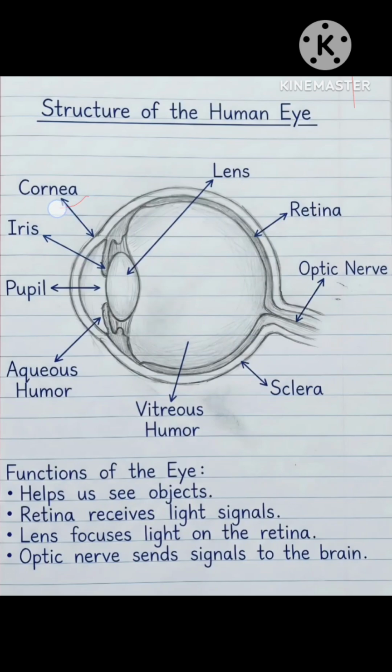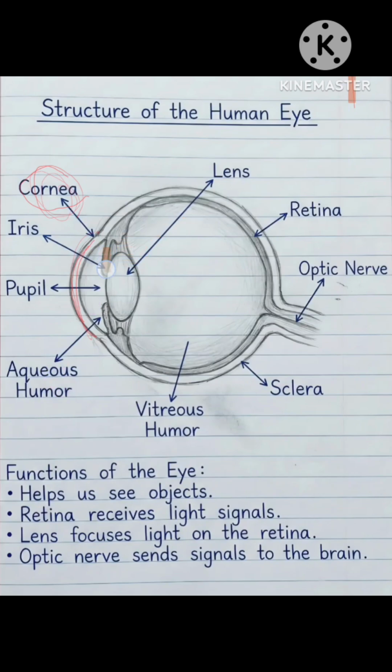First is the cornea. It is a transparent dome-shaped outer covering of the eye. It protects the eye and performs most of the refraction of incoming light. Next comes the aqueous humor. It is a clear watery fluid present between the cornea and the lens. It maintains eye pressure and supplies nutrients to the cornea and lens.